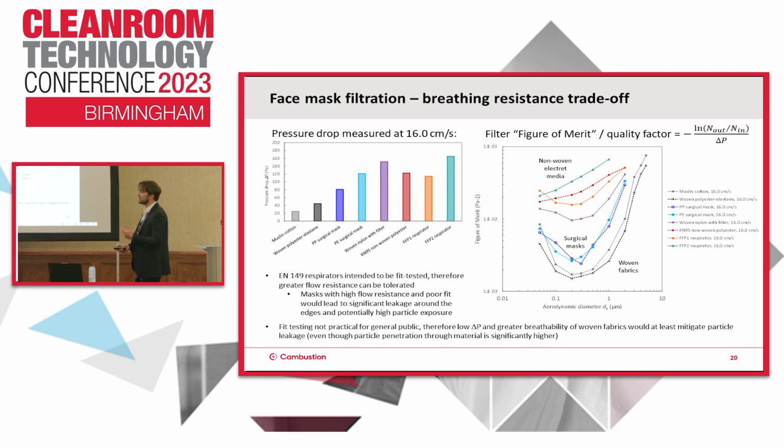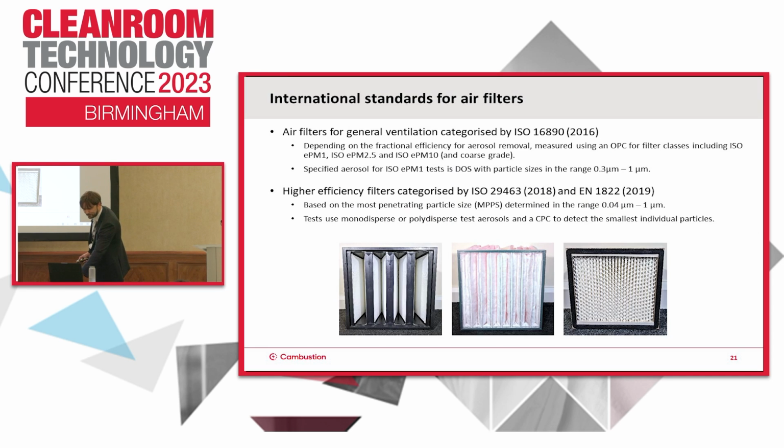Just an important point to note is that the EN149 regulated respirators are intended to be fit tested, so therefore a greater flow resistance can be tolerated. Obviously, masks with high flow resistance that don't fit so well will lead to significant leakage around the edges and potentially high particle exposure. Now, that fit testing was obviously not practical for the general public during the pandemic, so the lower pressure drop and greater breathability of the woven fabrics does at least mitigate some leakage around the edges, even if the material filtration performance is not nearly as good.